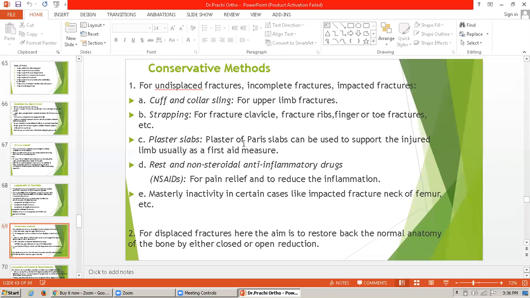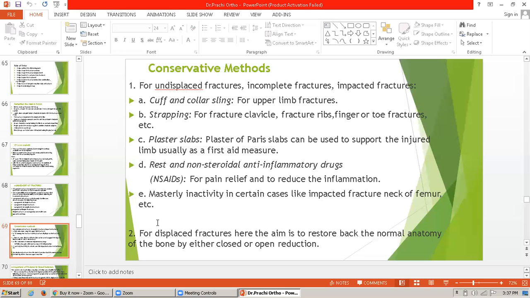Then plaster slab, that is plaster of Paris slab, can be used to support the injured limb usually as a first aid measure. When there is an injured limb, POP is useful as a first aid measure. Then D is rest and non-steroidal anti-inflammatory drugs. NSAIDs are useful for pain relief and to reduce inflammation. And last is mastery inactivity in certain cases like impacted fracture neck of the femur, etc.